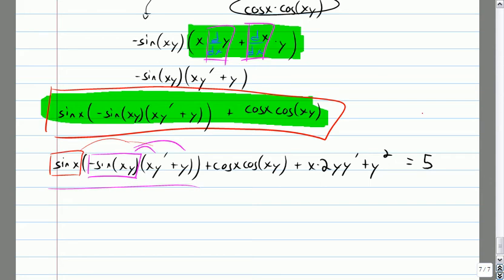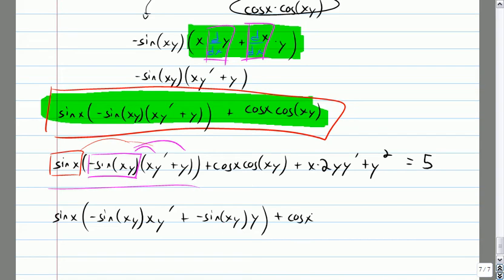So you got sine x. So this will be negative sine xy times xy prime plus negative sine xy times y plus cosine xy plus 2xy y prime plus y squared equals 5.